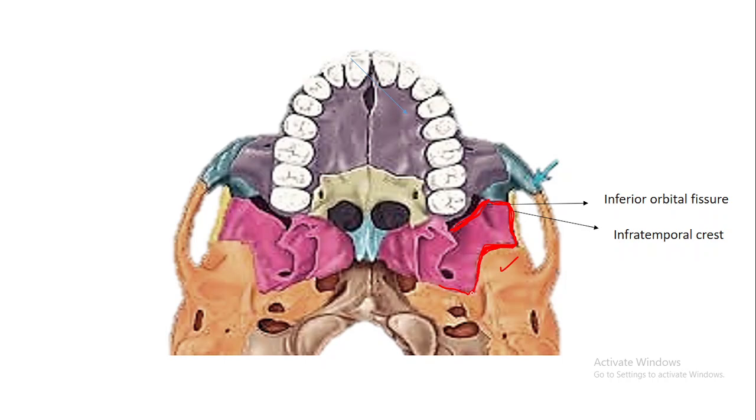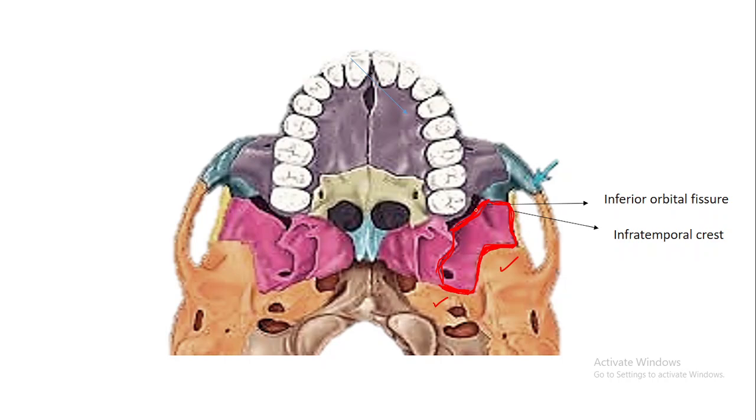Now this is the posterior medial border of infratemporal surface of greater wing of sphenoid. This posterior medial border articulates with the petrous temporal bone. This whole area is the petrous temporal bone, and this border articulates with the petrous temporal bone. And medially, this portion is continuous with the body of sphenoid and the pterygoid process of sphenoid.